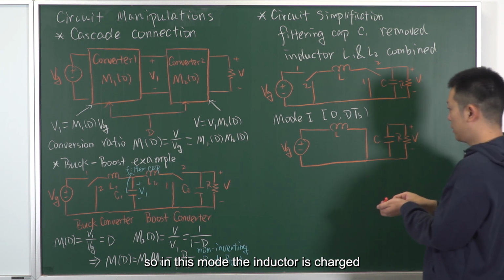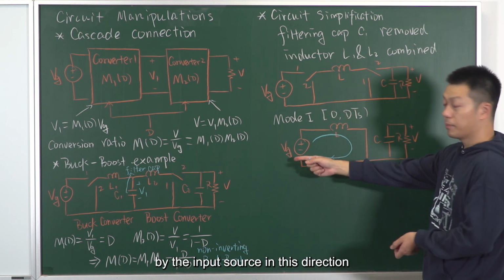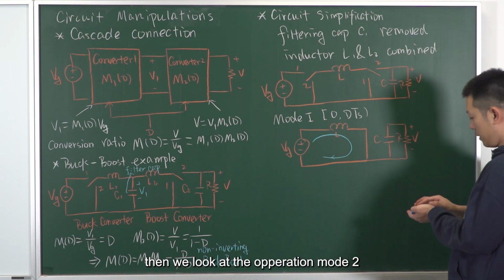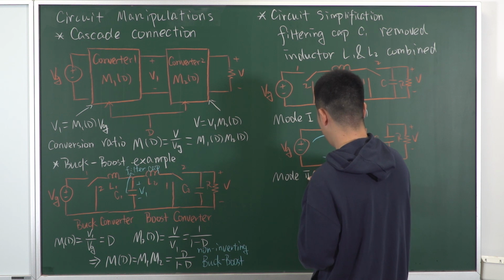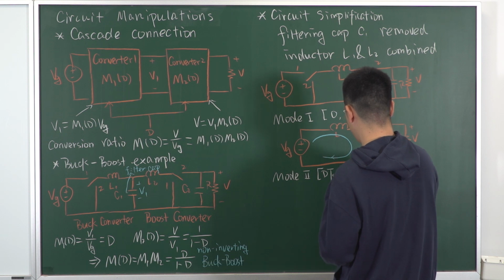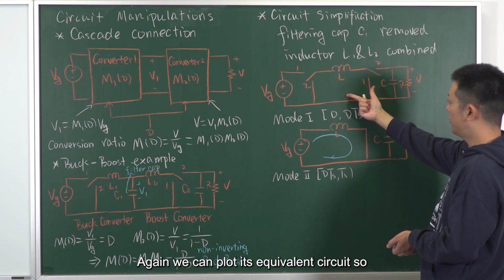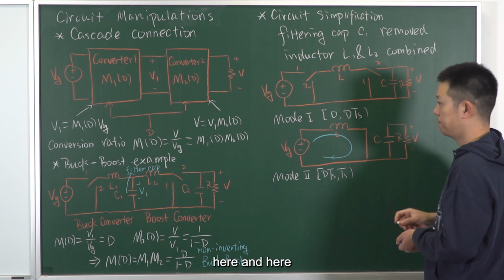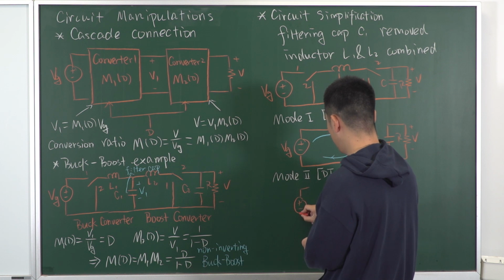So in this mode, the inductor is charged by the input source in this direction. So the current will rise. Right? Then we look at operation mode 2, which happens from DTs to Ts. Again, we can plot its equivalent circuit. So switches are attached to position 2 here and here. So the input port is open circuit.